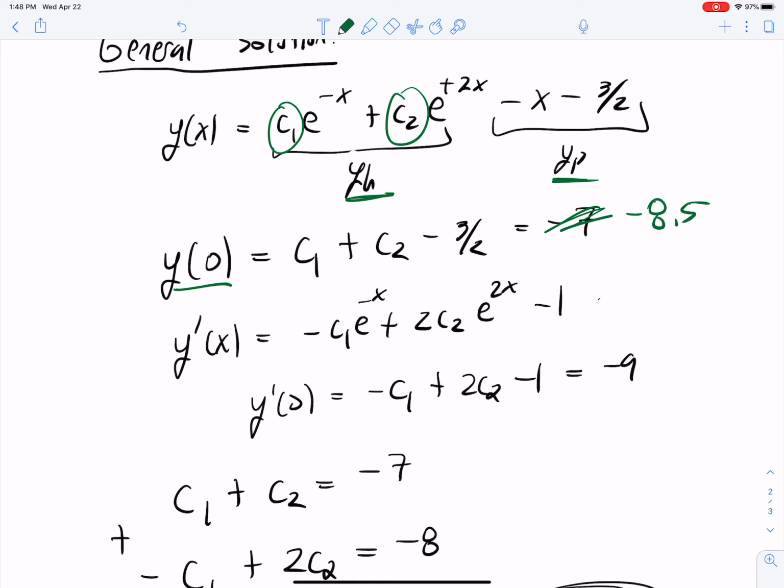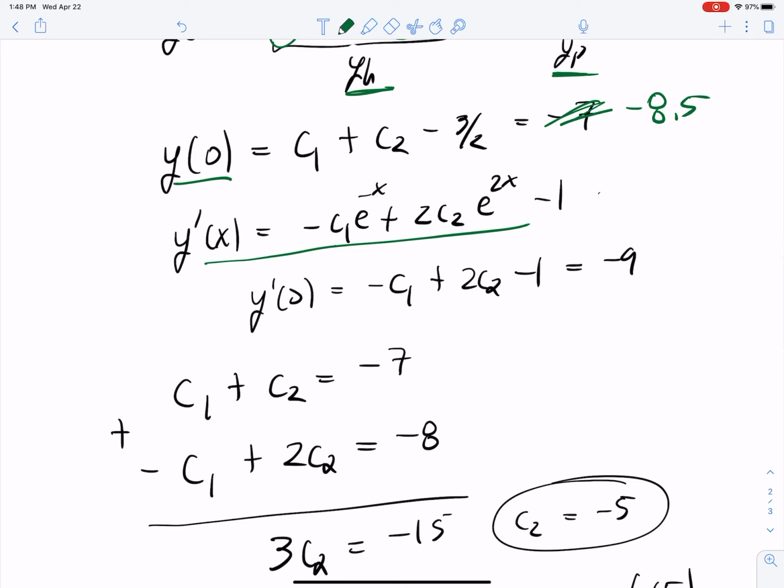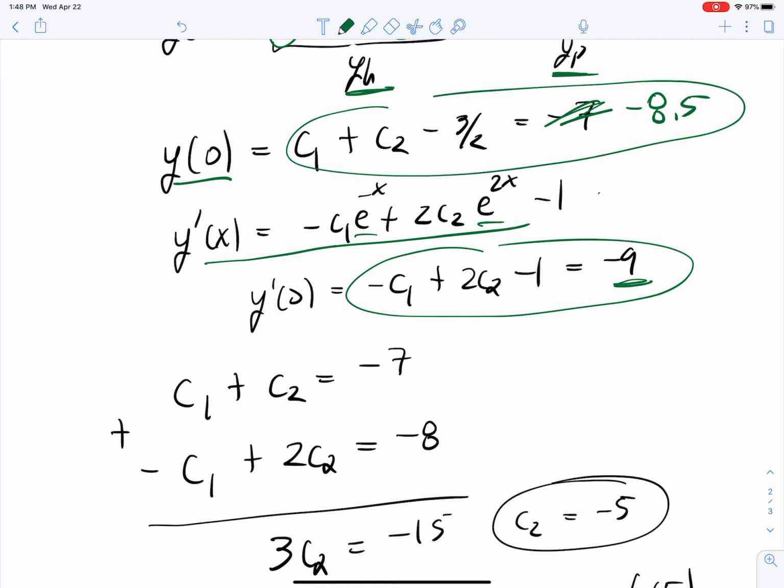So that's minus 8.5. And then for the second one, I have to take the derivative first, which is going to cancel the minus 3/2 term, and then minus 1 will come down in the chain rule, and 2 will come down here. So I get this, and then I'm going to plug in 0 for x, using that e to the 0 is still 1 for this term and this term. Minus 1 equals negative 9. All right, so I have my two linear equations to solve for C1 and C2.